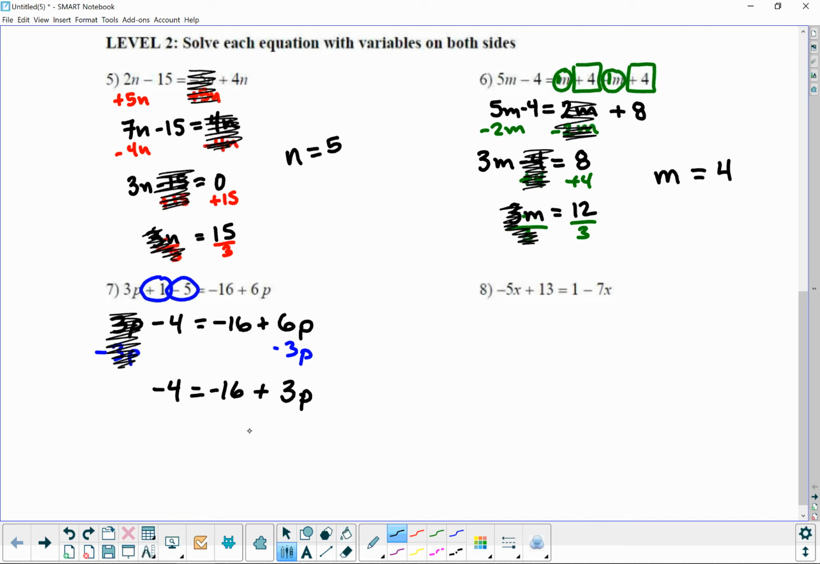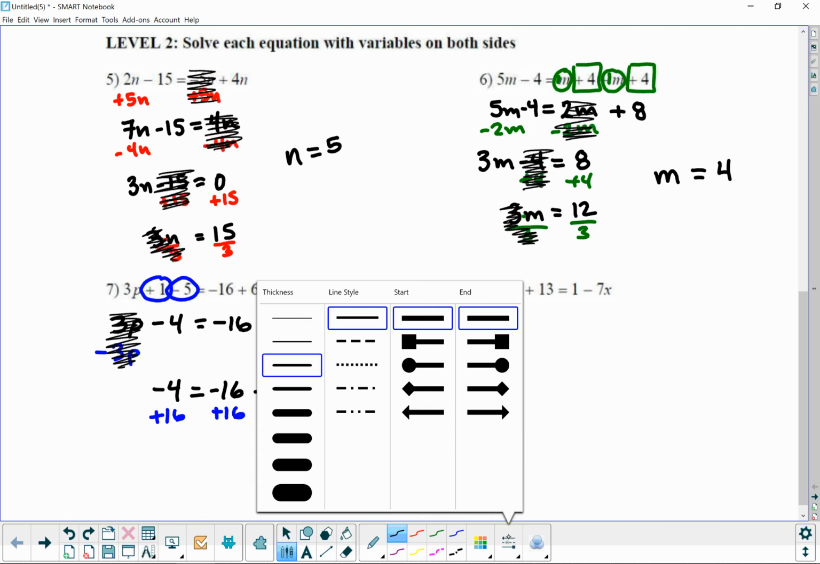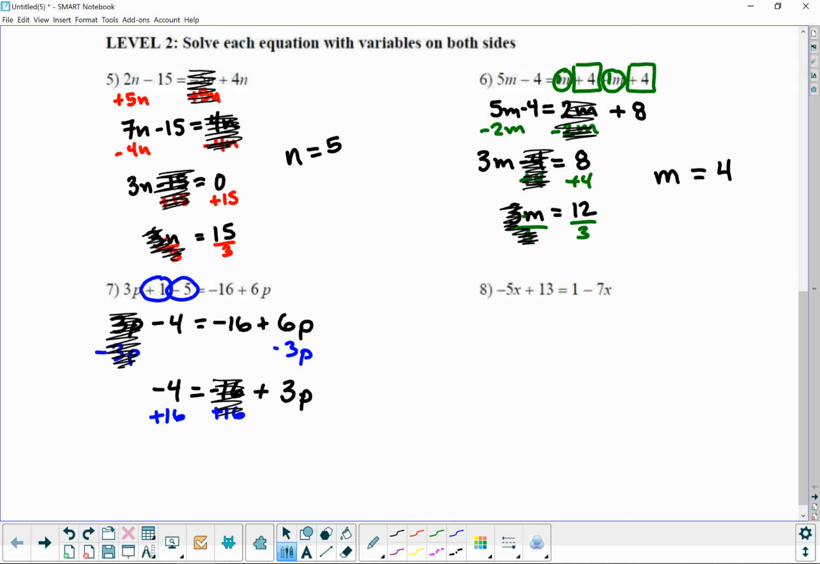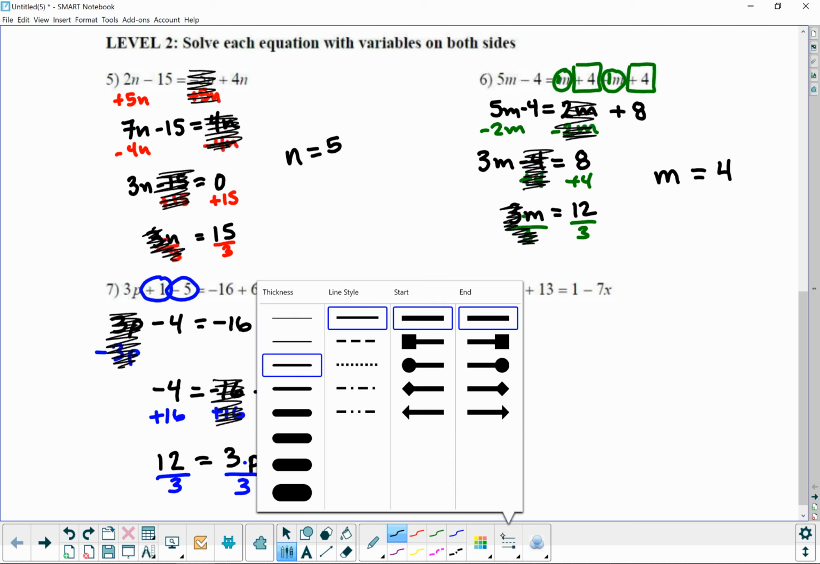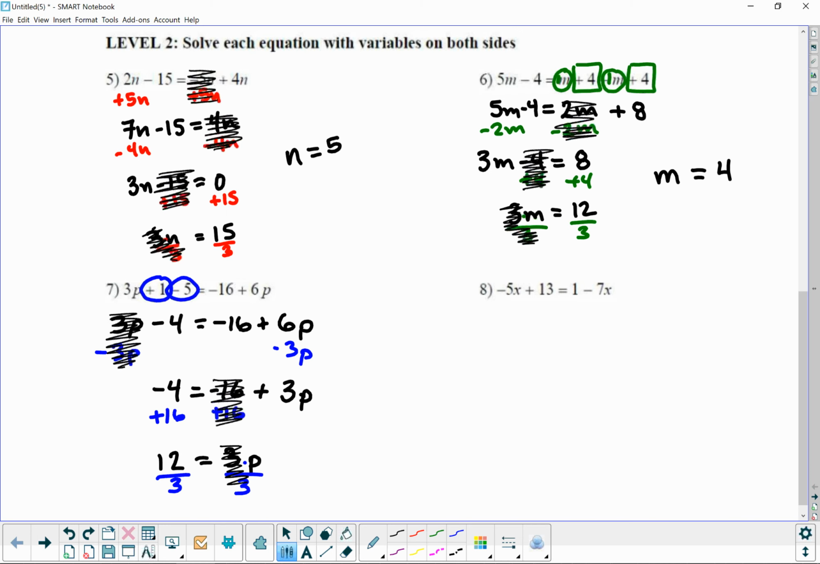Now I'm going to get rid of that so that the p is on the right-hand side, which means I need to get rid of everything else. So I'm going to do the inverse of minus 16, which is a positive 16, on both sides. Cancel out the 16s. I'll have negative 4 plus 16, which gives me a positive 12. It's going to equal 3p. Almost done. There's a times 3 right there, so you have to inverse that. Divide by 3. The 3s are going to cancel out, and we get 12 divided by 3, which means that p is going to equal 4.